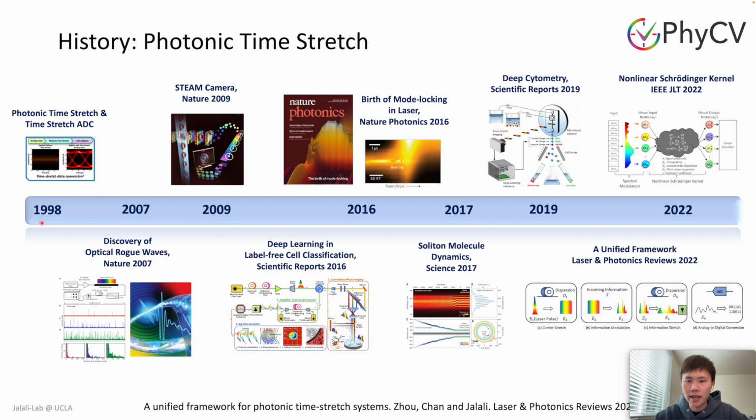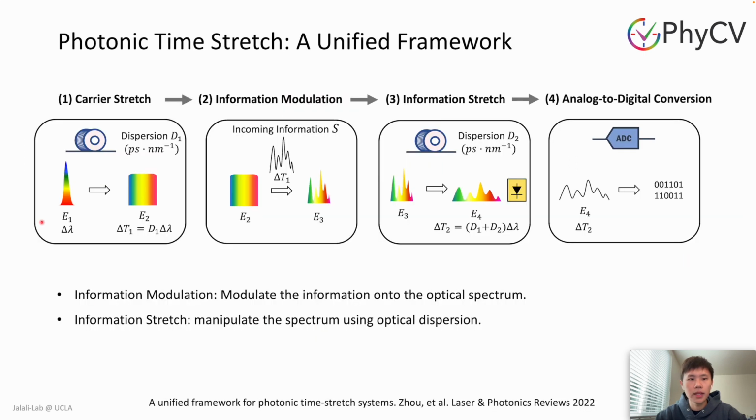In the ensuing 2 decades, it has emerged as the most successful approach to real-time measurements and has mutated into many variants for diverse applications. For example, it led to the discovery of optical rogue waves, the invention of ultra-high-speed microscopy for cancer cell detection, etc. Last year, we published a new review article on a unified framework for photonic time stretch systems, which includes the latest applications and a detailed derivation of the mathematical principle.